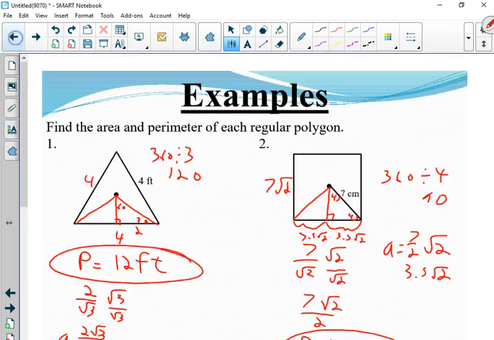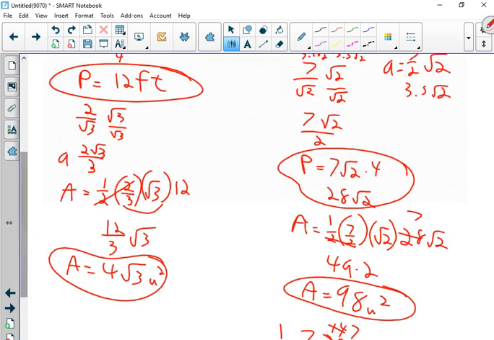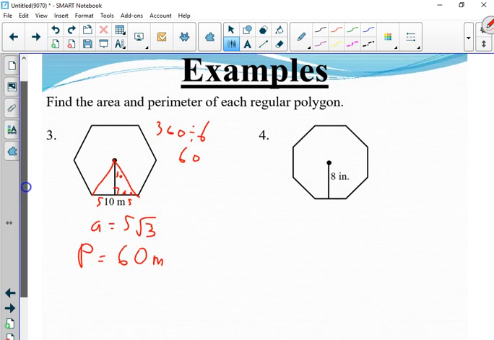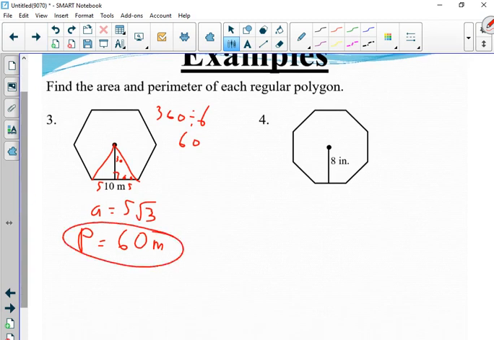I guess I was wrong, sorry. These were feet squared, and this was inches squared. And this was inches. Sorry I missed that. Okay, so 60 meters for our perimeter.